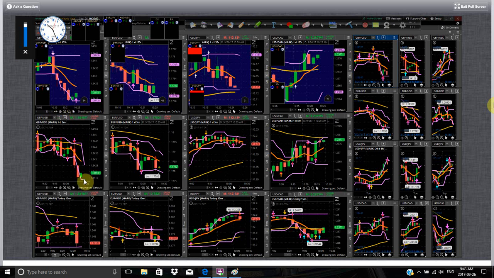Guess what else you got? You're going to have a bounce. Why? It's hitting support. You have a kind of a floating arrow over here, right?